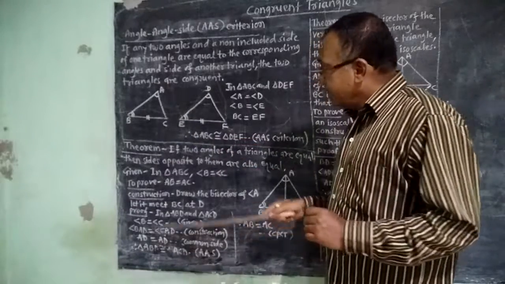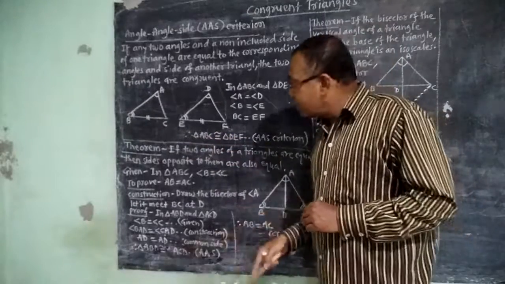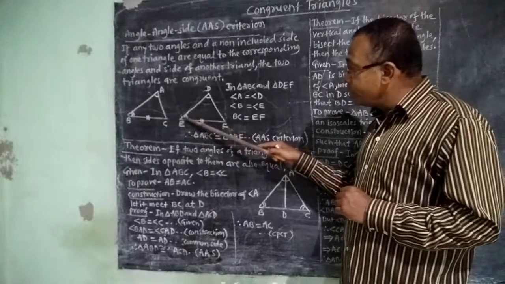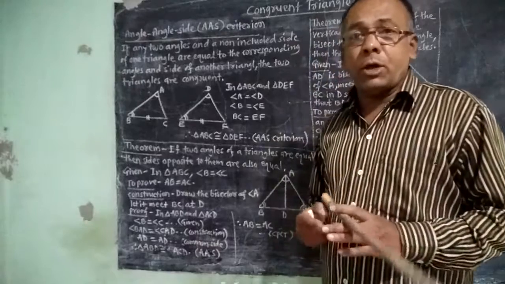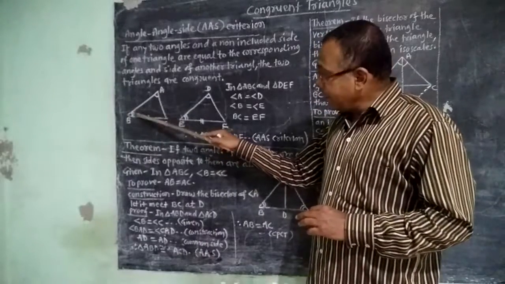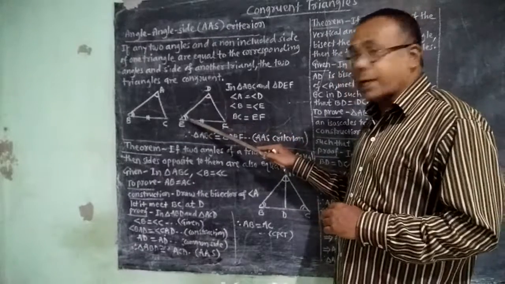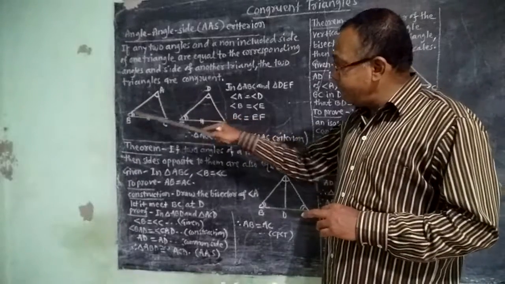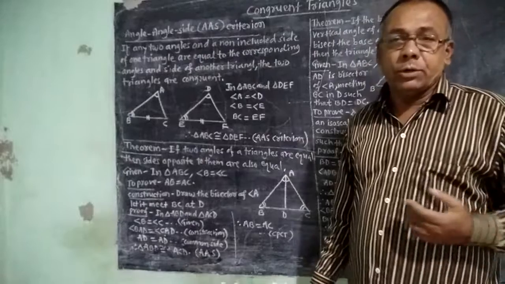Here it is seen that side BC is not included by angle A and angle B, and in triangle DEF, side EF is not included by angle D and angle E. So, according to the statement of the AAS criteria, if the two angles and the non-included side of one triangle are equal to the corresponding two angles and non-included side of the other triangle, then triangle ABC is congruent to triangle DEF according to the AAS criteria.